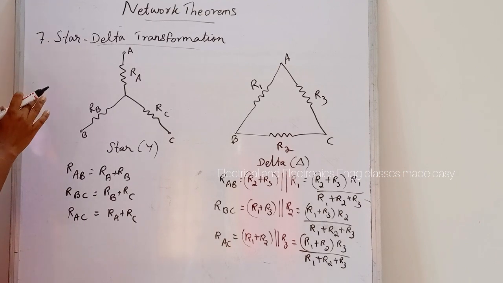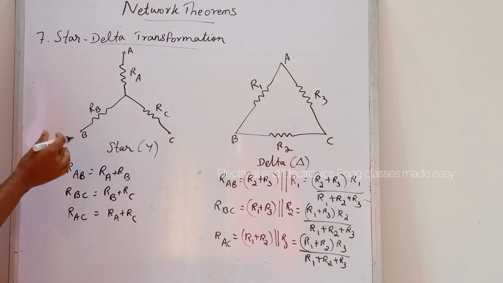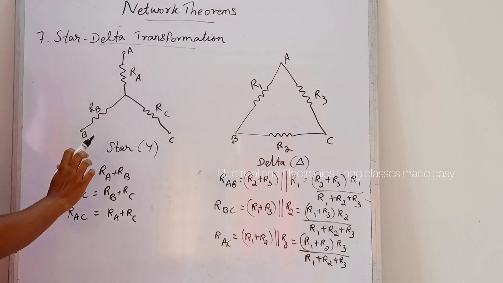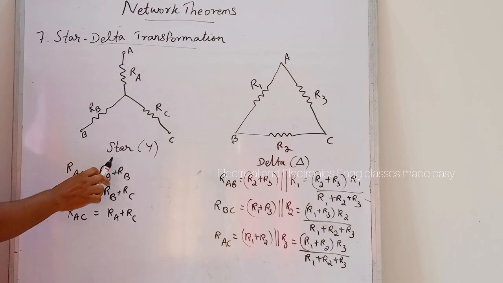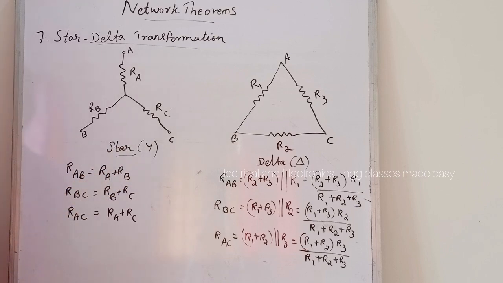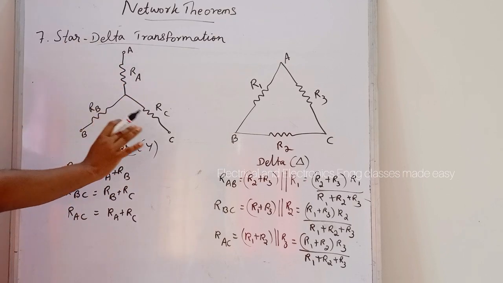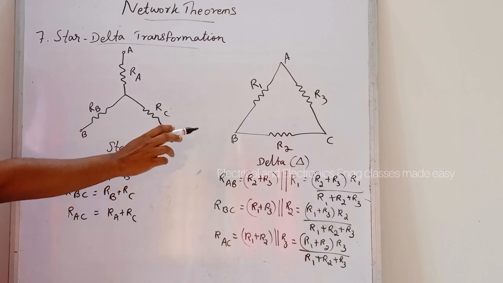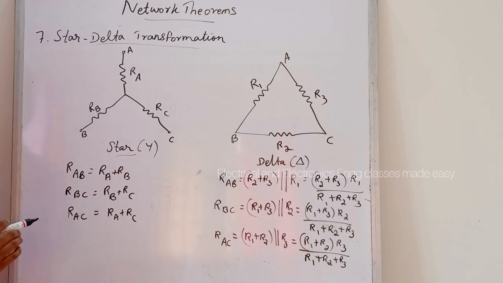And basically any three circuit elements like resistive, inductive or capacitive may be connected in two different ways. One is called the star connection and the other is called the delta connection. So this is star connection or Y connection, and that is delta connection.